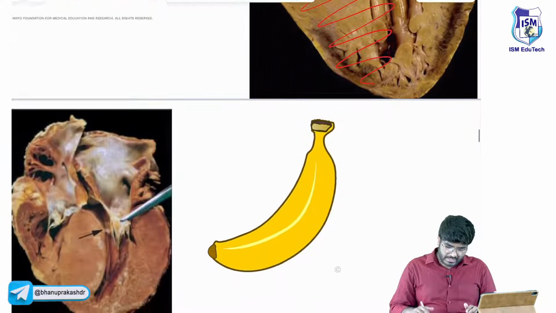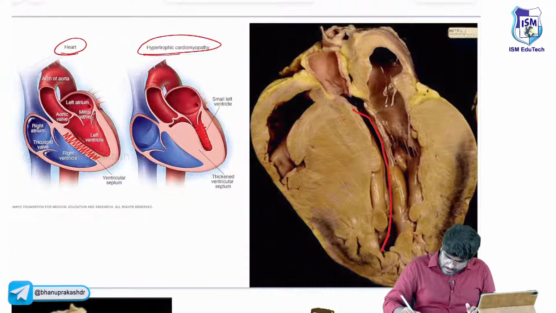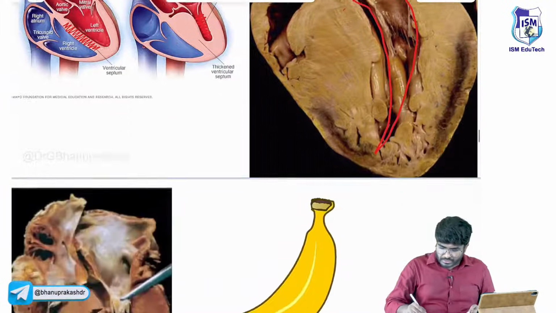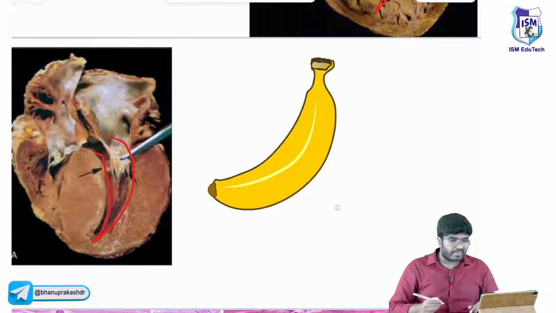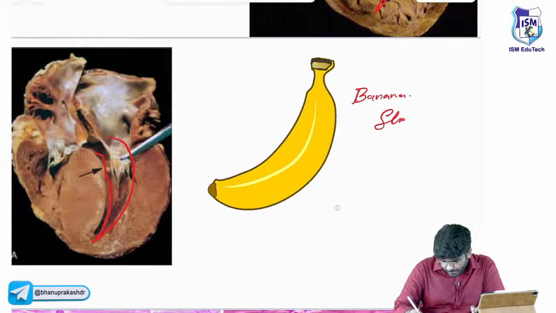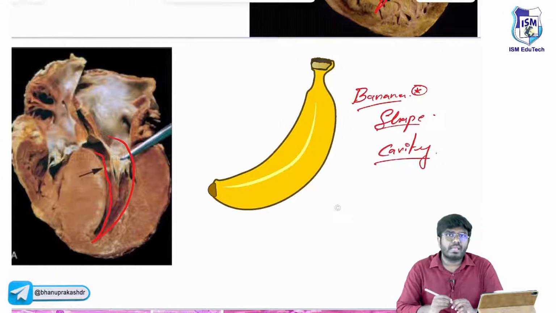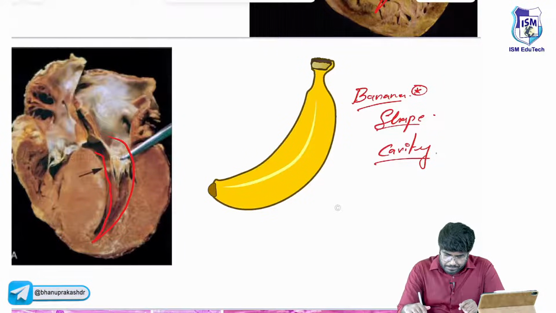So let's write the important points one by one. Look, here, how is the left ventricular cavity looking? This is a question asked. Because of the septal hypertrophy, the left ventricular cavity is looking like a banana. So there is a banana-shaped cavity of the left ventricle.